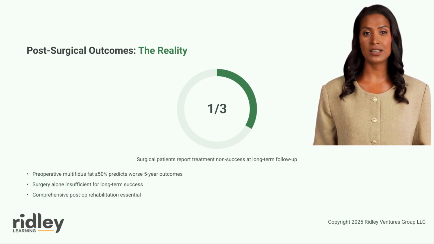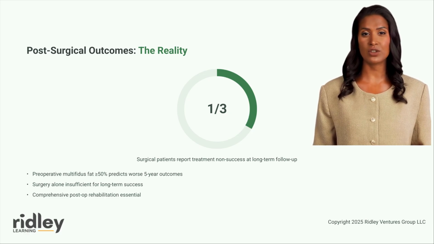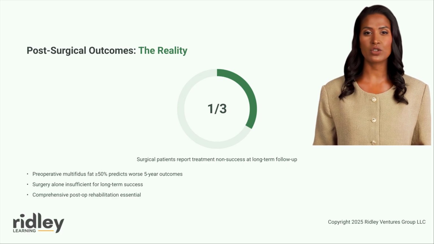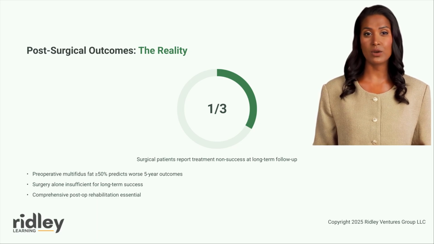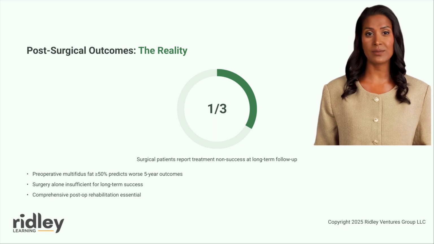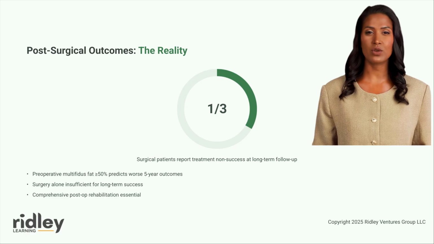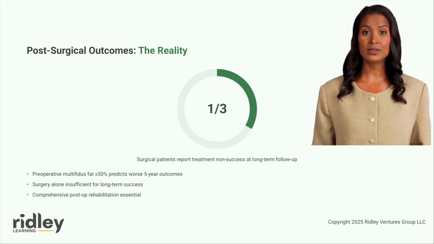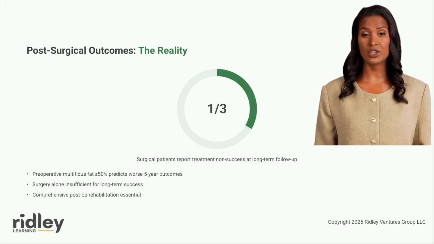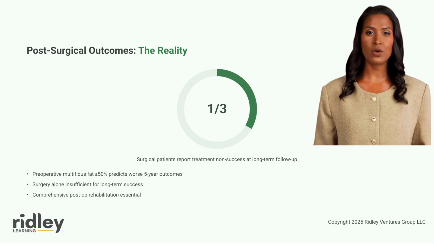The study by Wesselink and colleagues found that preoperative lumbar multifidus intramuscular fat content of 50% or greater was associated with significantly worse 5-year outcomes following decompression. This finding suggests that paraspinal muscle quality influences recovery capacity and may identify patients requiring more intensive post-operative rehabilitation support. Assessment of paraspinal muscle status through imaging review, when available, can inform rehabilitation intensity and outcome expectations.